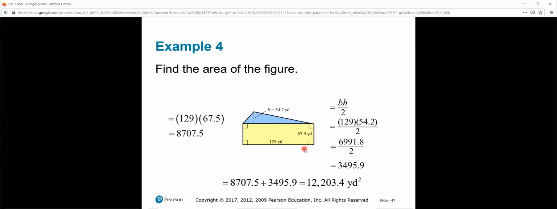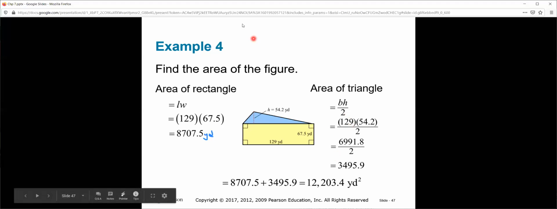We can use all the rules that we've talked about so far, smush them together if need be to solve problems. What is the area of this figure here? Well, that's a rectangle plus a triangle, a scalene triangle by the looks of it. Area of a rectangle is length times width. Give us this. Should be in yards. There we go. And then the triangle is defined by BH divided by 2, base times height divided by 2.